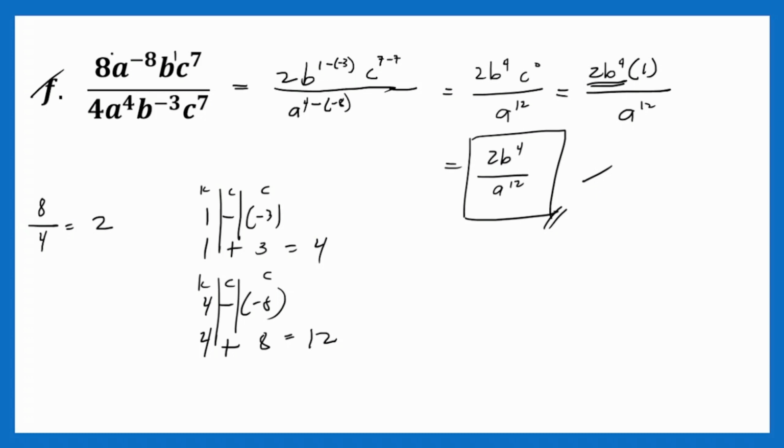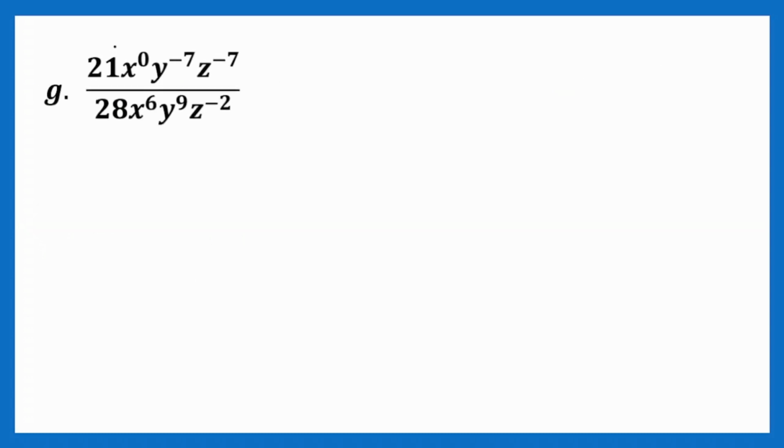Okay, so sana nagigets niyo na yan. Last example. Ayan. So, 21x raised to 0, y raised to negative 7, z raised to negative 7, all over 28x raised to 6, y raised to 9, z raised to negative 2. Ayan. So, ano ang pinaka-obvious dyan na babaguhin mo? That's the variable with zero exponent. Pag may nakita kang zero exponent, automatically baguhin mo na yan. Magiging 1 ito. Itong x raised to 0 mawawala yan, magiging 1.